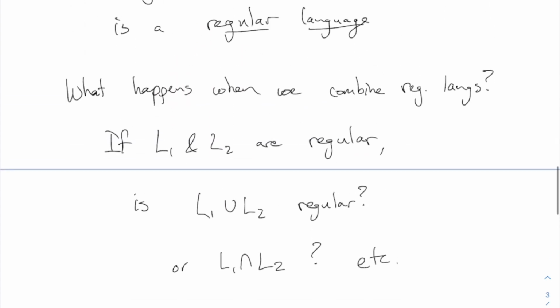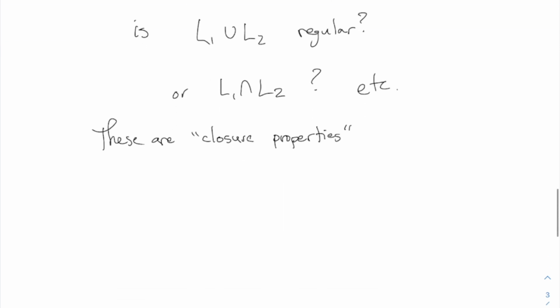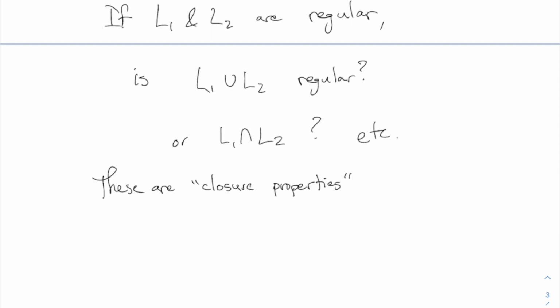These are what mathematicians, like me, call closure properties. Another way of saying the same thing, like that first question, if I have two regulars and I take the union, is that regular? Another way to ask that is to say, are regular languages closed under union or intersection?